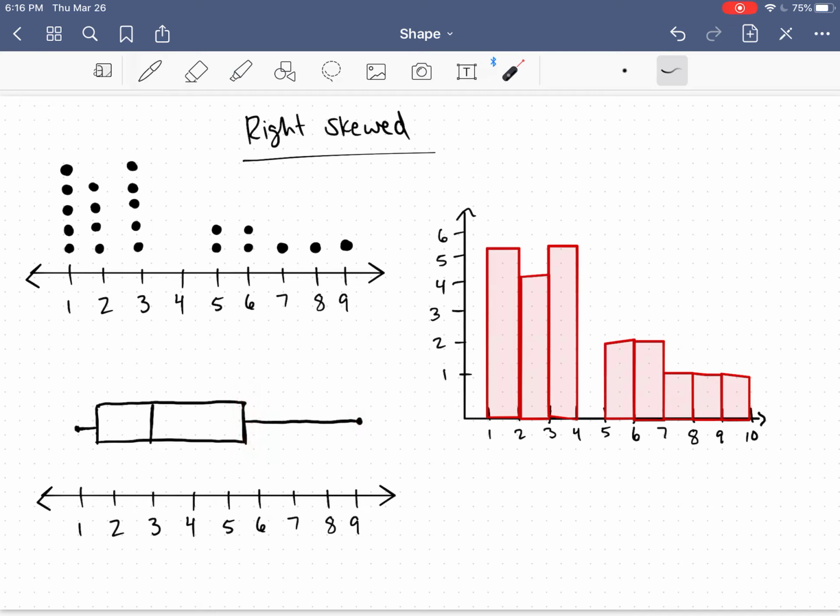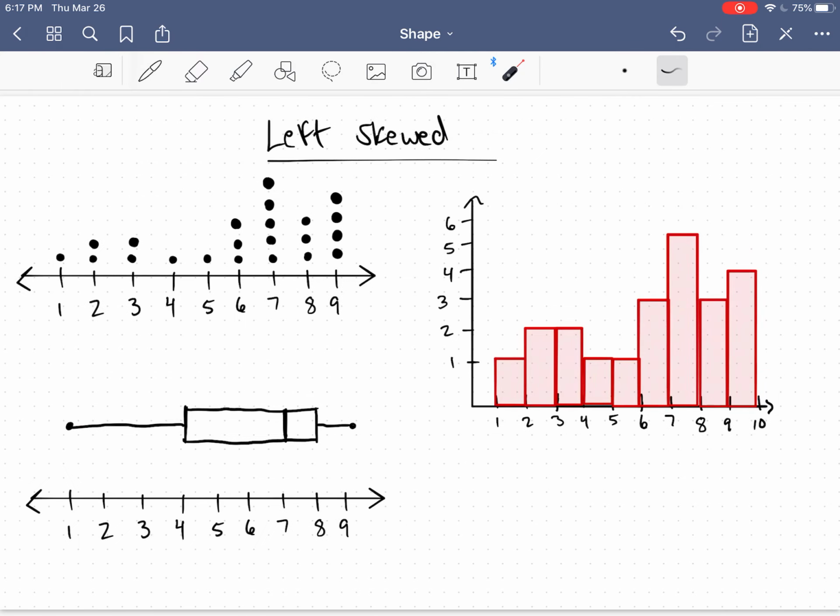So we have this spread that's happening here where most of the data is located on one side of the box plot. In our histogram, we can see that most of the data is once again on the left, and then we have a few values that are dragging it to the right. Now, in a right skewed graph, our mean is greater than the median. So we have a mean that is greater than the median.